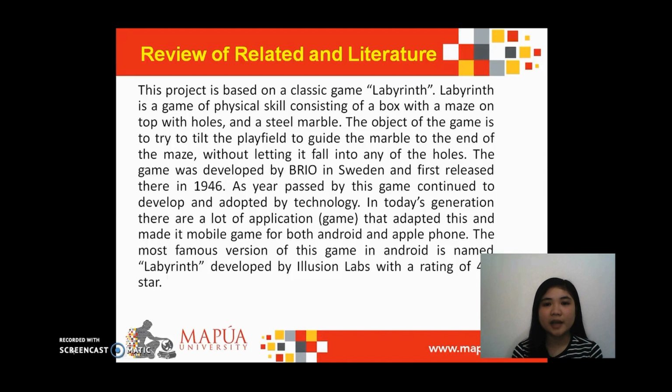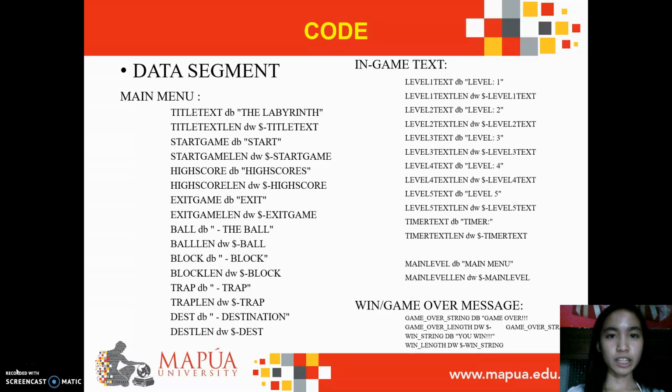As years passed by, this game continued to develop and was adopted by technology. In today's generation, there are a lot of applications that adopted this and made it a mobile game for both Android and Apple phones. The most famous version of this game in Android is named Labyrinth, developed by Illusion Labs with a rating of 4.6 stars. So here is the source code for the Labyrinth.